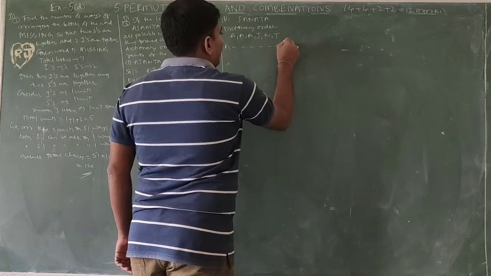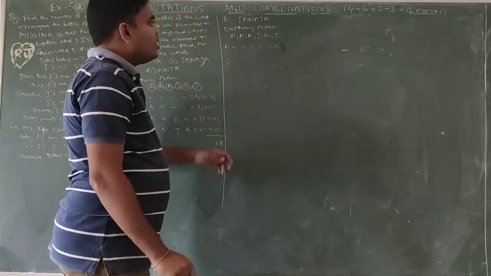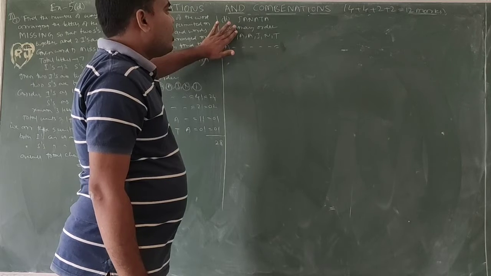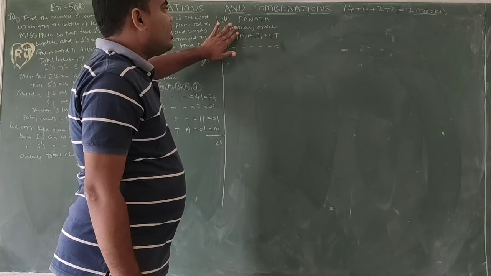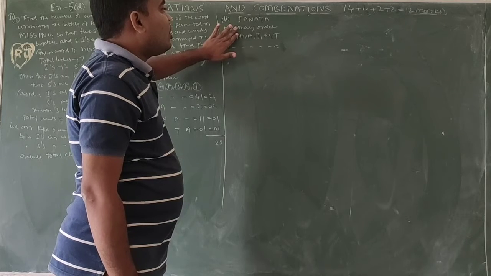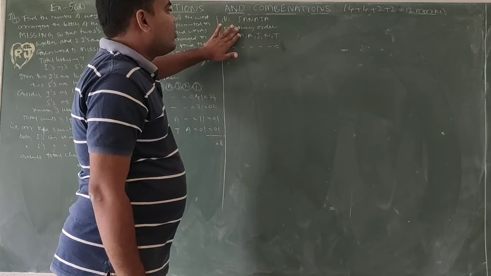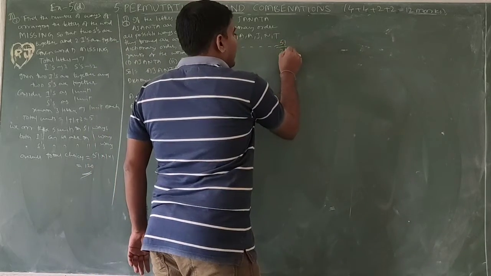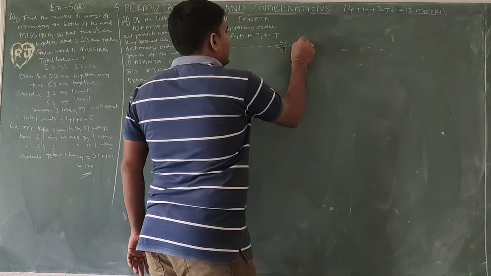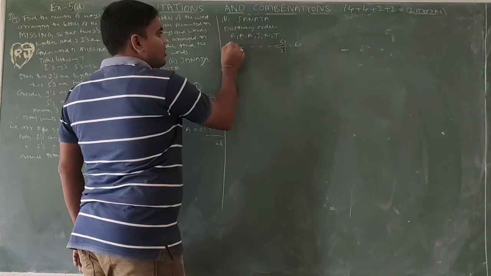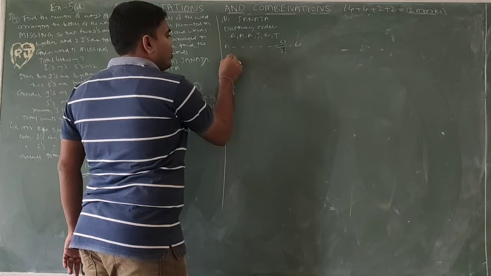If we exclude A, how many letters? 5 letters. Out of these 5 letters, is anything repeated? A is repeated twice. So 5 factorial by 2 factorial, 120 by 2, equal to 60. The other A's are also the same. Now we go for J.